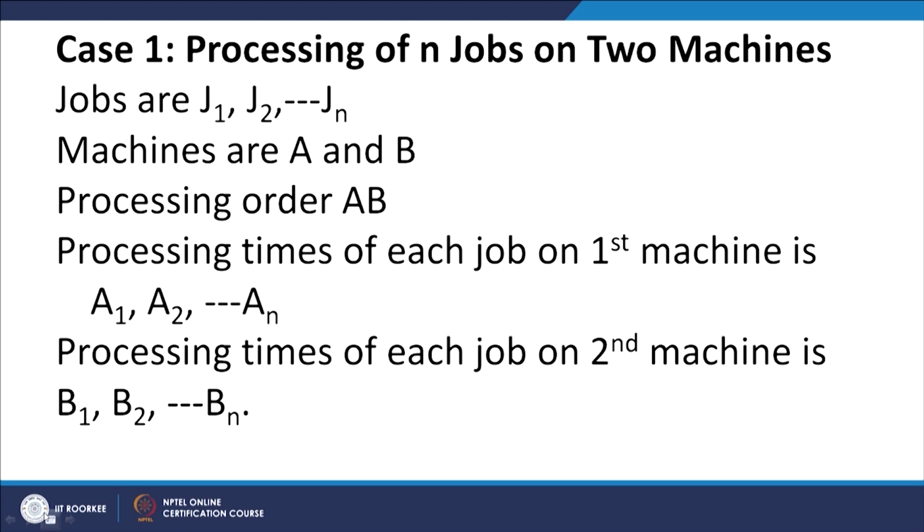Now, the problem says that the processing time for each of the jobs on the first machine is given to be A1, A2, up to An. These are the times in terms of, let us say, minutes or hours. Similarly, the processing time of each of the jobs on the second machine is also given to be B1, B2 up to Bn. Remember there are n jobs. So, A1, A2, An are the times on machine A, and similarly B1, B2, Bn are the times on machine B.